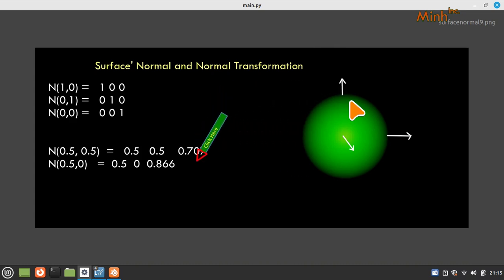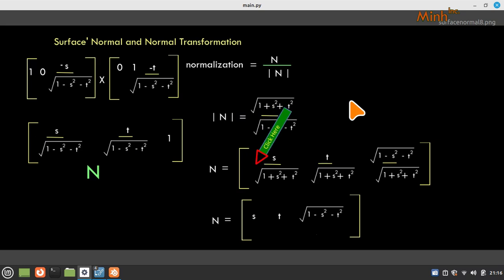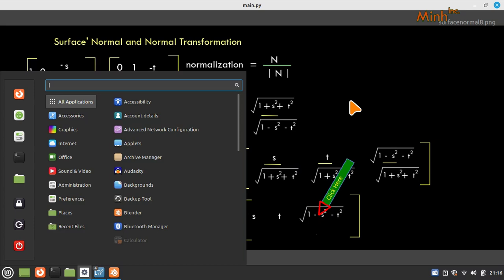What about 0.5 and 0? In X direction 0.5, Y direction 0, we don't worry about where it hits on the top, but it will be greater than this Z. So it will be 0.5, 0, 0.866. T is 0, S is 0.5, this will be 0.25, and then 1 minus 0.25 is 0.75.